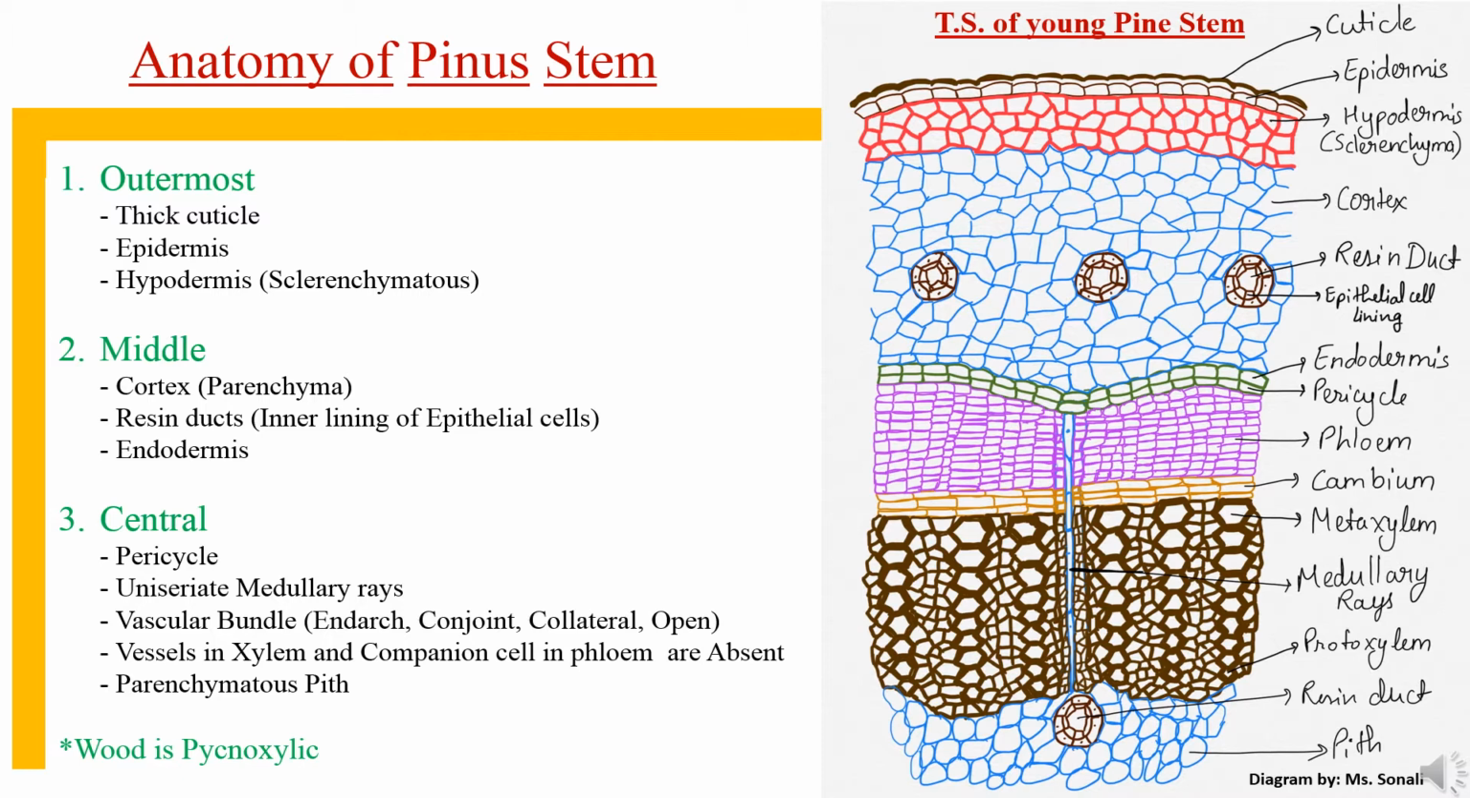Before that, a quick point to mention is that the xylem in Pinus, or the wood formed by xylem in Pinus, is pycnoxylic. That is, parenchymatous cells are fewer in comparison to tracheids, which makes it a very compactly and neatly arranged xylem tissue. This is known as pycnoxylic condition and is characteristic feature of Pinus.